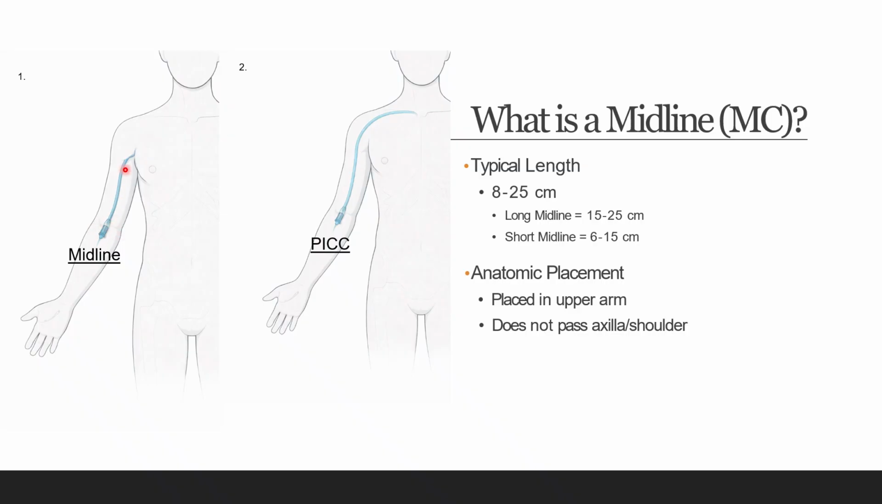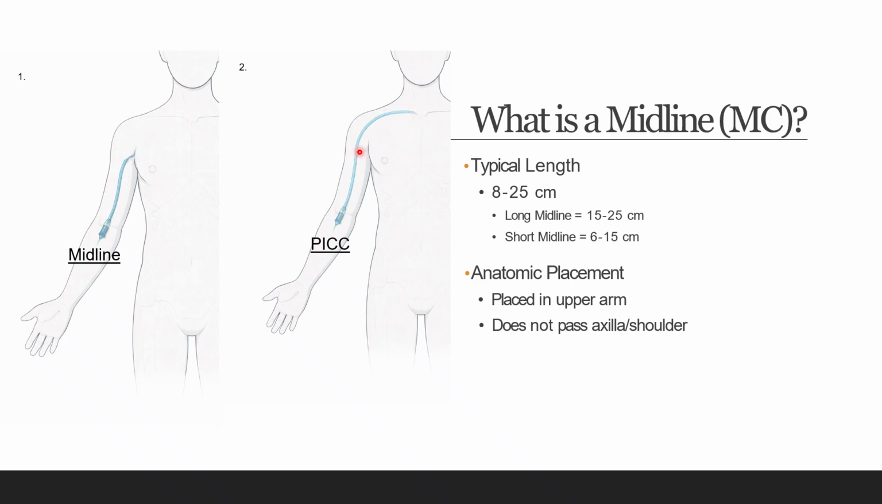But typically a midline will terminate in the axillary vein. It's not supposed to go past there. With a PICC, it's much longer. It will extend down to where your SVC meets your right atrium. That's the terminating point there, so you can go way past the axillary vein.